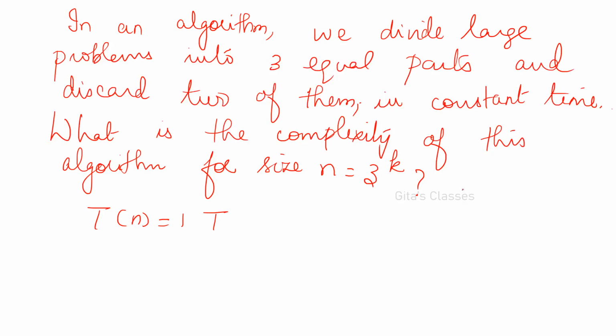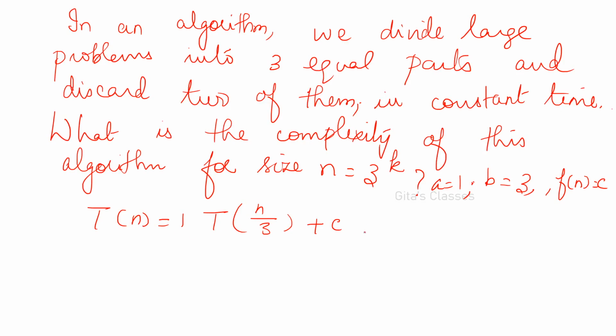See, n is divided into 3. So given B is equal to 3 and we are solving only one part, A is equal to 1. A is equal to 1, B is equal to 3. And how much time is it taking? C. So f of n is equal to C. In constant time we are solving. So T of n is equal to 1 into T of n by 3 plus C.